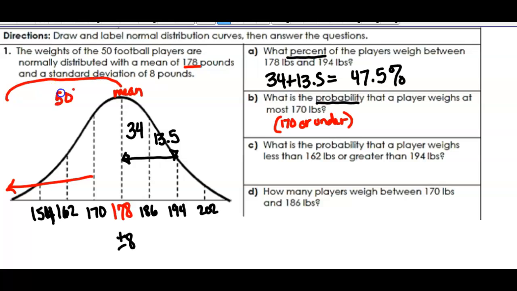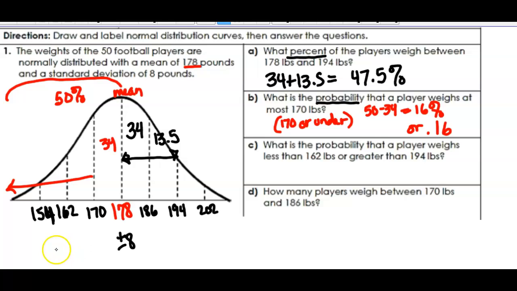In my brain, it's easier to do this. You can add up the little pieces if you want, but this is half, and this was 34. So if we did half minus 34, that leaves 16% to be down here, which is 13.5 plus 2.35 plus 0.15. So either way, it's 16%, or 0.16.